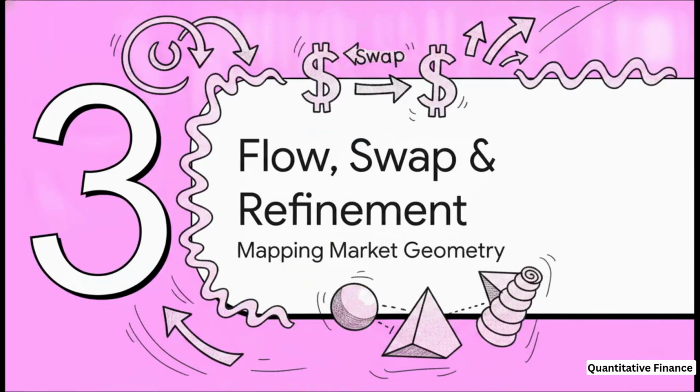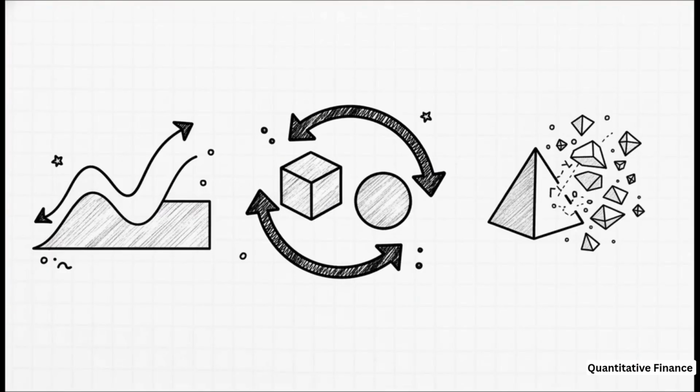Let's move on to Section 3, Flow, Swap, and Refinement. Every single complex transition in the market's underlying geometry? It turns out it's just a combination of three primitive motions. They are flow, swap, and refinement. Let's break down what each of these actually means, both geometrically and economically.